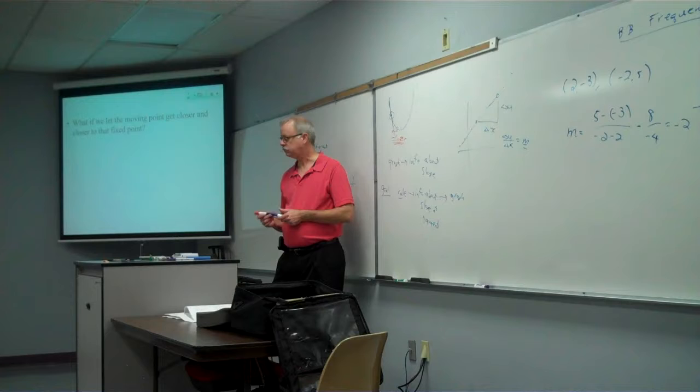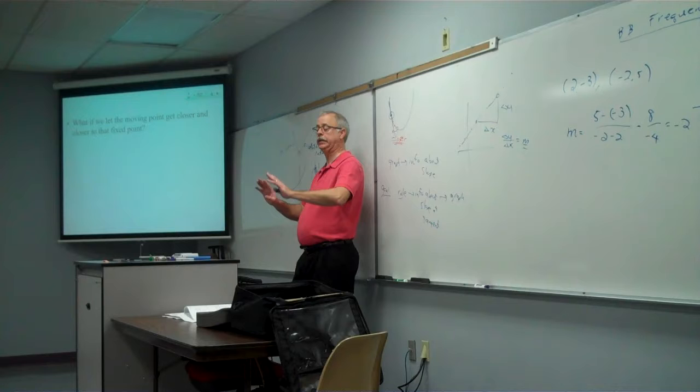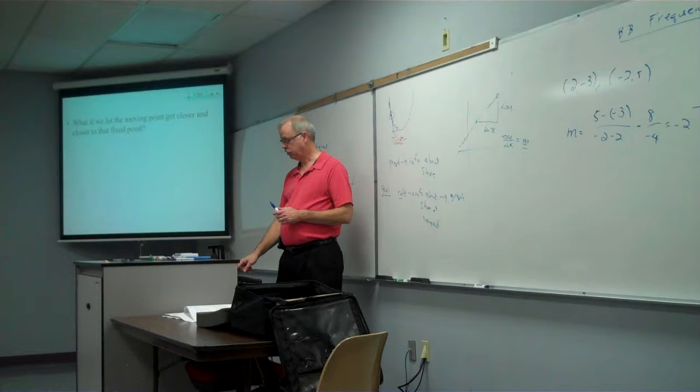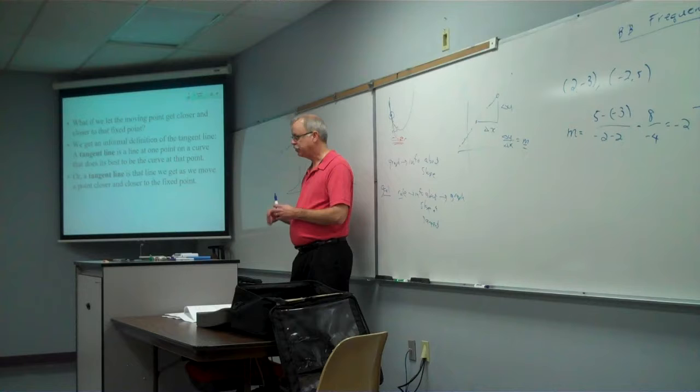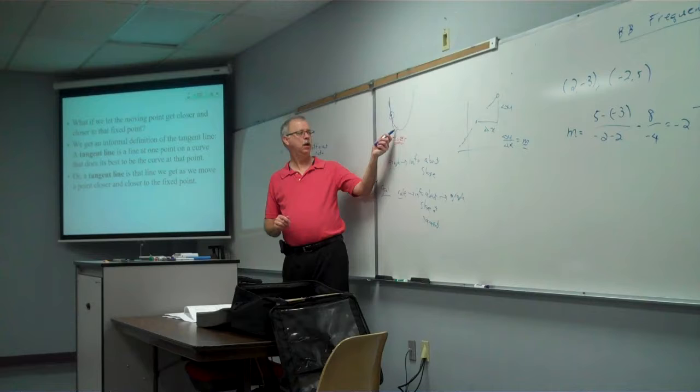And that's really the other idea we need to look at a little bit more in general: the idea of what happens when we move a point closer and closer and closer. So our informal definition of the tangent line is it's a line at a curve that does its best to be the curve at that point. It's also the line we get as we move our second point closer and closer to the fixed point.